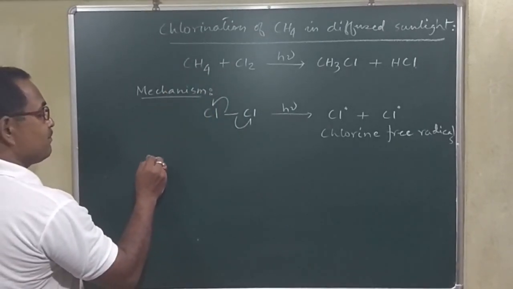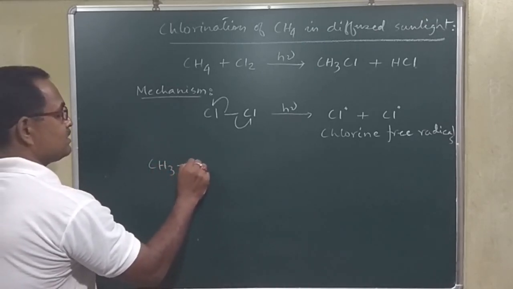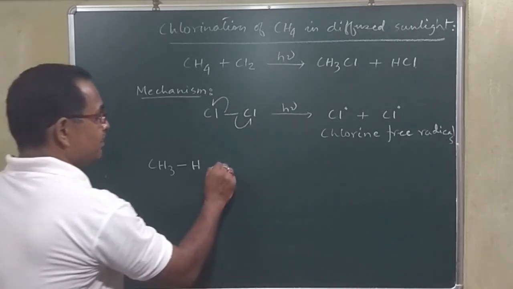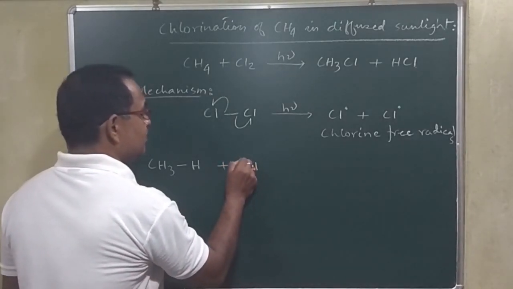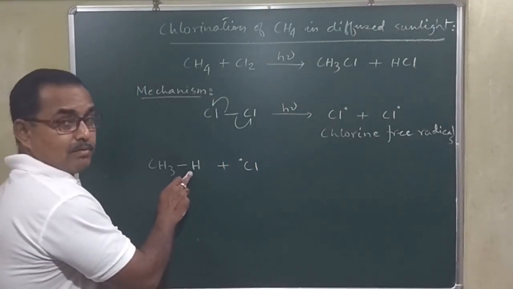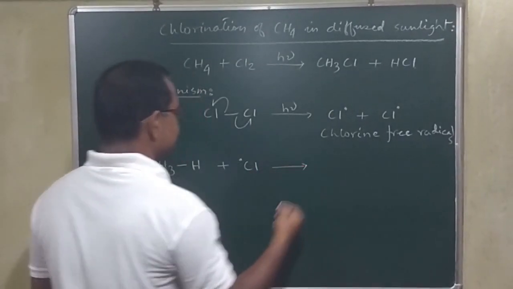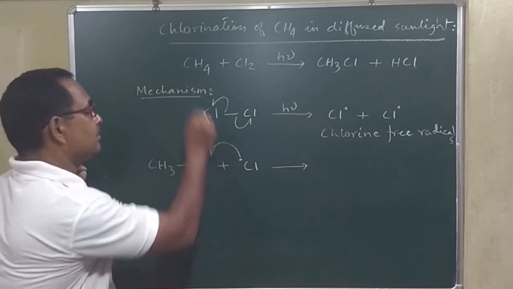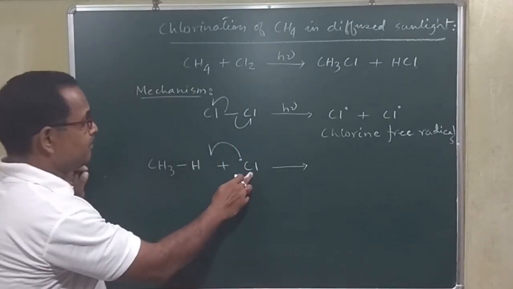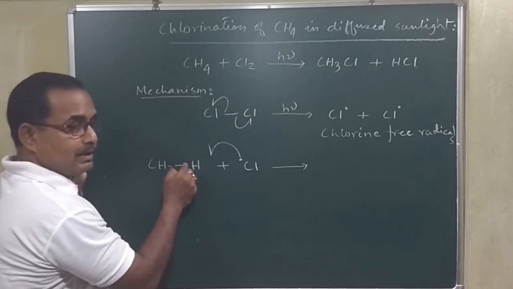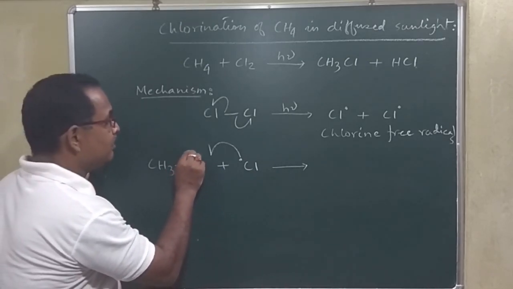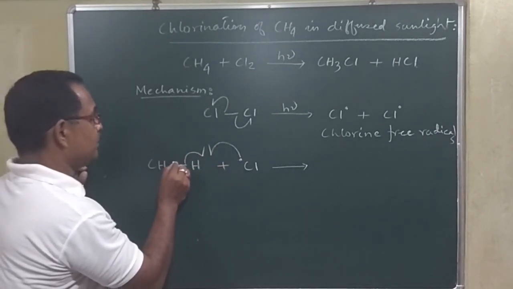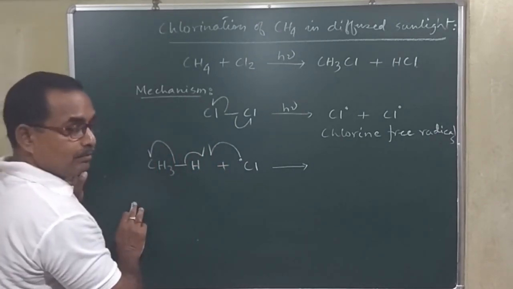The alkane is methane. Let us write methane like this: CH3 single bond H. The chlorine free radical attacks the methane molecule. What happens? See, this electron is used for the attack by chlorine. This is a sigma bond. There are 2 electrons. One electron will be going with this electron from chlorine. The other electron will go to carbon.